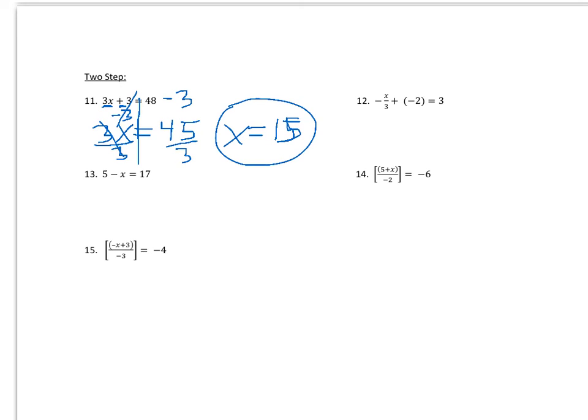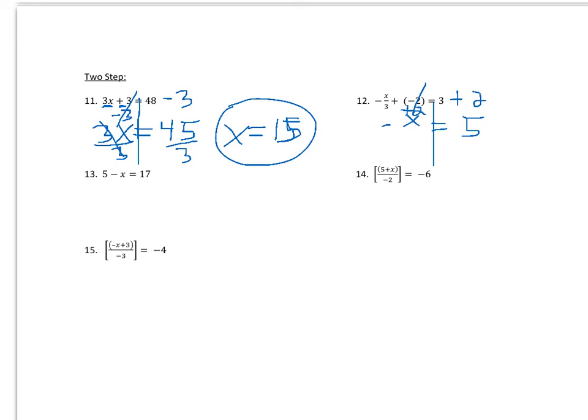Okay, let's go to 12. I see a fraction bar. I am dividing and then I'm adding. So I do the opposite. I'm going to get rid of this adding -2. So since this is negative, I'm going to add 2 to it, because that's the same thing as saying minus 2. That cancels. I add 2 here. So 3 plus 2 is 5.